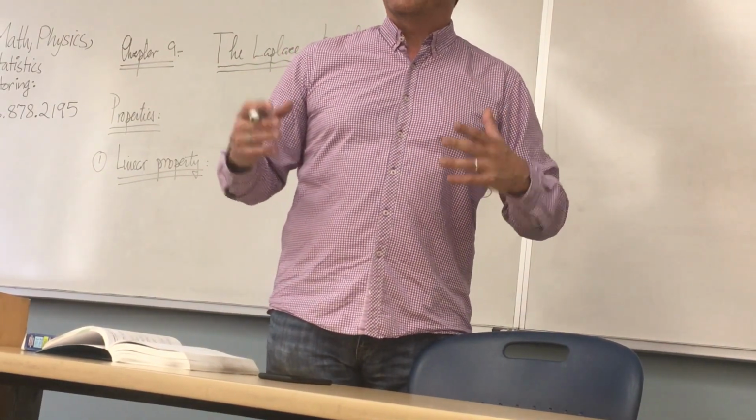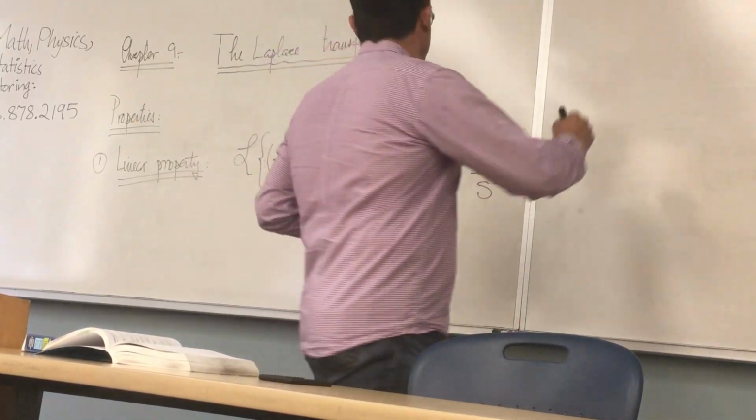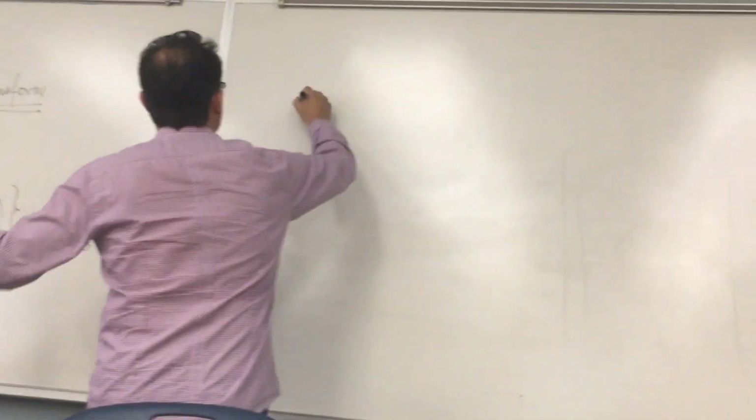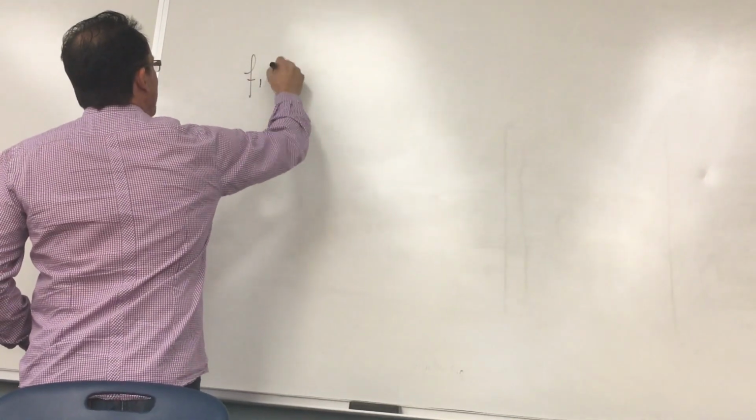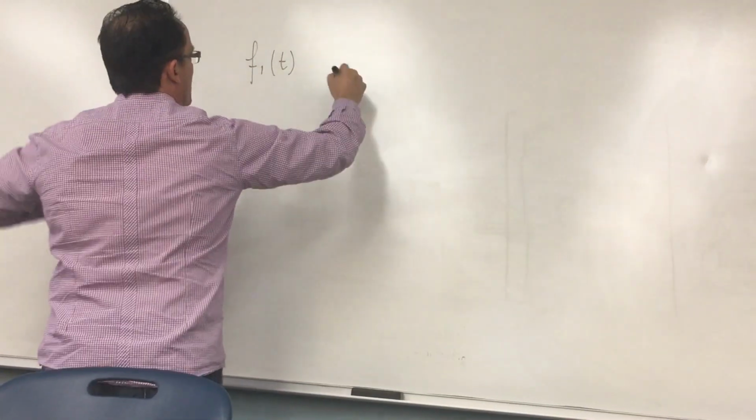In general, how would you state that property? Like this. If you have n functions of t, now not just 2, but many.